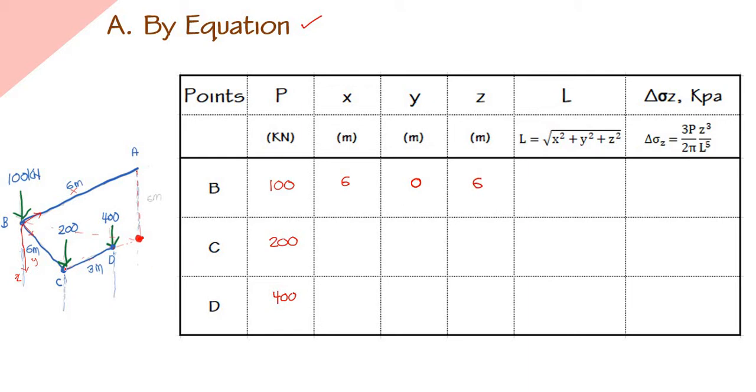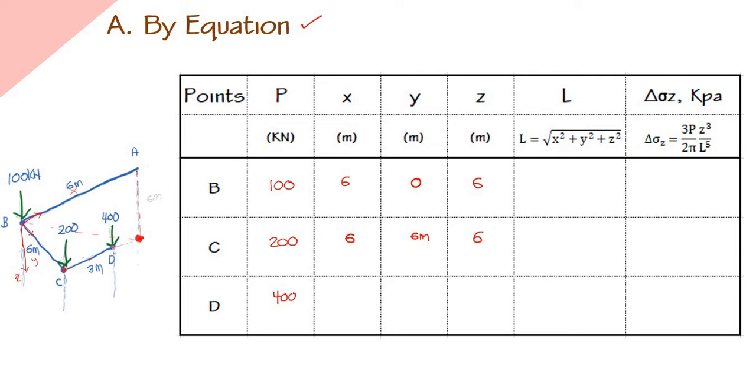And then considering point C, the X distance is still 6 meters. The Y distance, so this is the Y distance, that is 6 meters. And then still the depth is 6 meters.